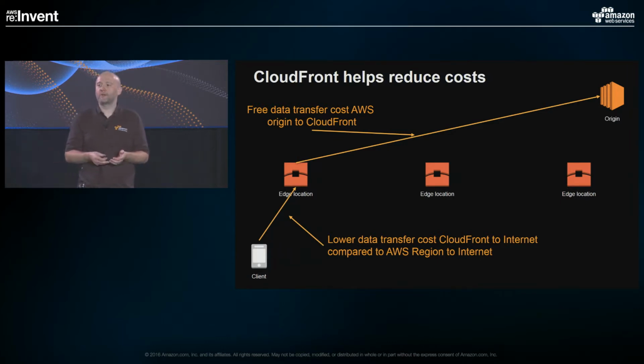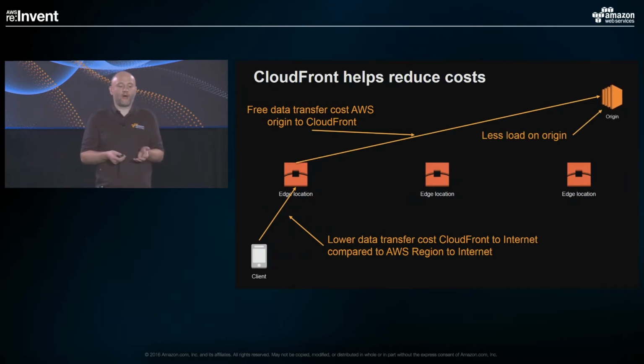Even if you're not caching content, you'll save money delivering content out of CloudFront rather than straight out of EC2 or S3. And because we can cache content at the edge locations, and because we're reusing persistent connections to the origin, we'll have less load on our origins, which means we don't need to scale so much, we don't need to run as much infrastructure at the origin, which also saves money.